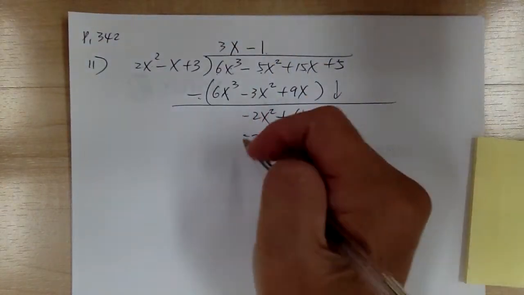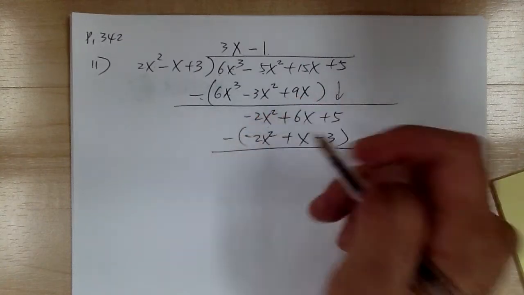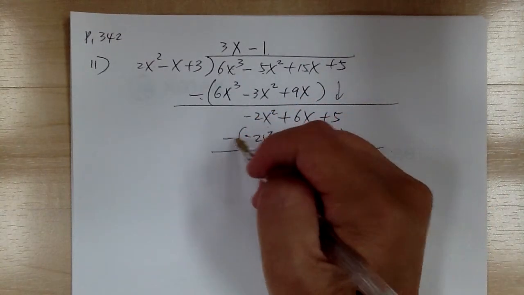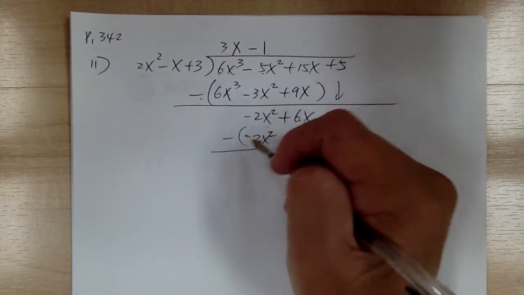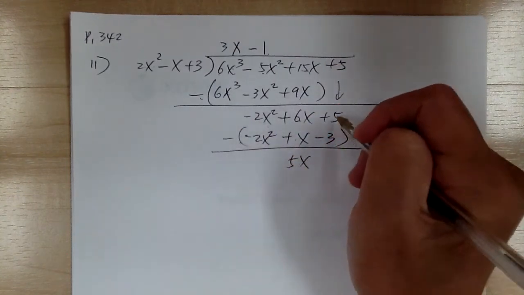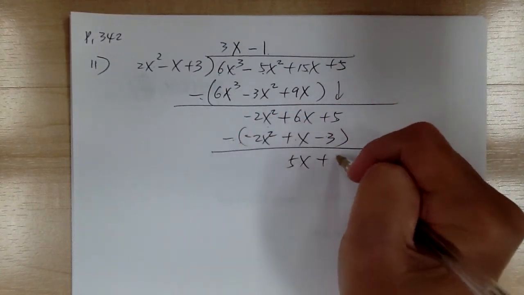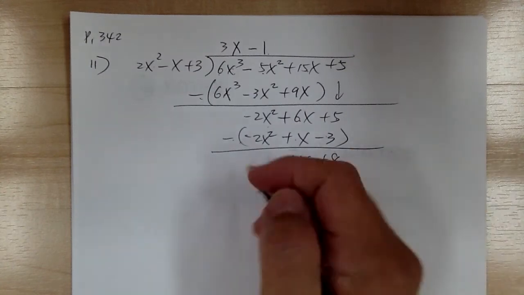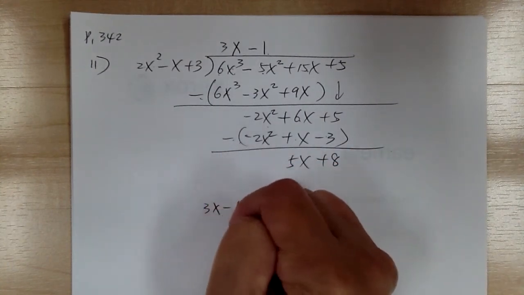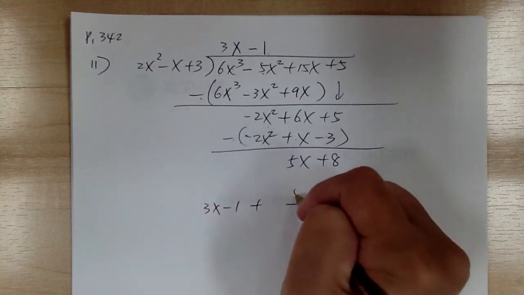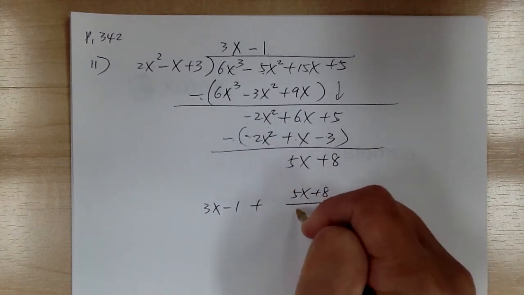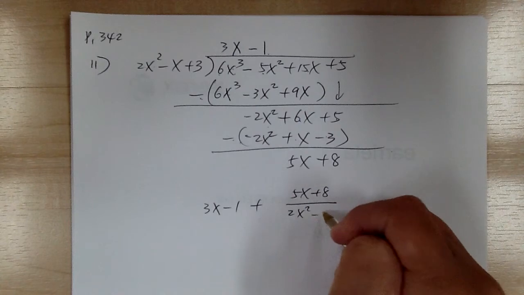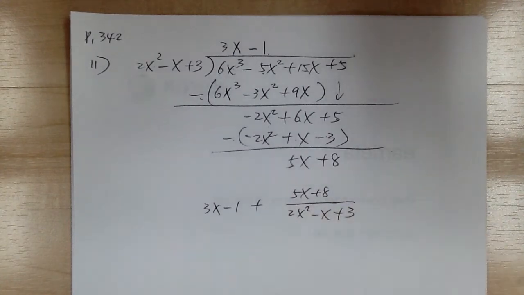Okay. And after that, put parentheses around that. Put a subtraction. So the first term cancels out. Next one, 6 minus 1 gives you 5. 5 minus negative 3 gives you plus 8. So once you do that, your answer would be 3x minus 1 plus (5x plus 8) over (2x squared minus x plus 3).